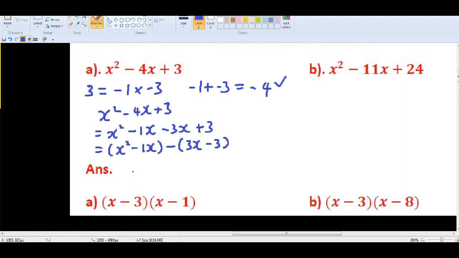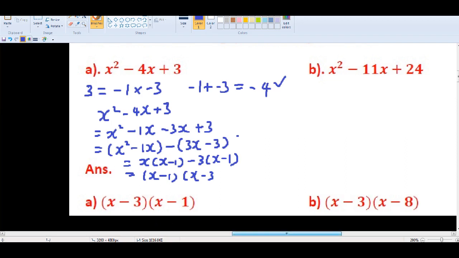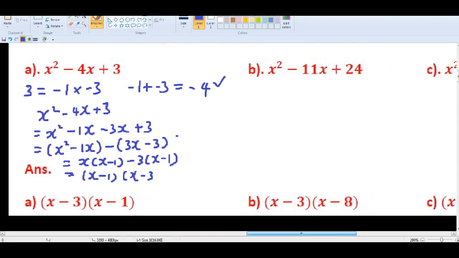Good. And then you need to take that x out. For the two terms here, you need to take 3 out, and you got x minus 1 as common factor. And here's the answer, right? Good. Make sure you understand how you can find two negative numbers, which the product equals the last term and the sum equals the middle term.